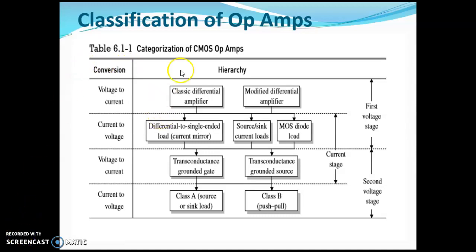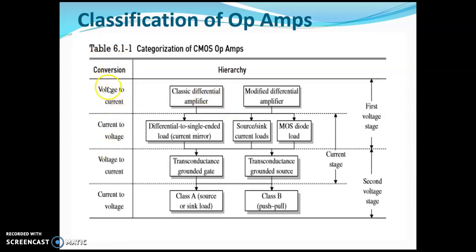So today we are going to see the classification of op-amp. You can just see the table. This is the characterization of CMOS op-amp, how the op-amp is divided based on the stages. Here we have two stages: this is the first voltage stage and this is the second voltage stage, and these two stages come under the current stage. Here we will be taking the voltage to current classification, and here the current to voltage classification. You can take the conversion types here in this table.